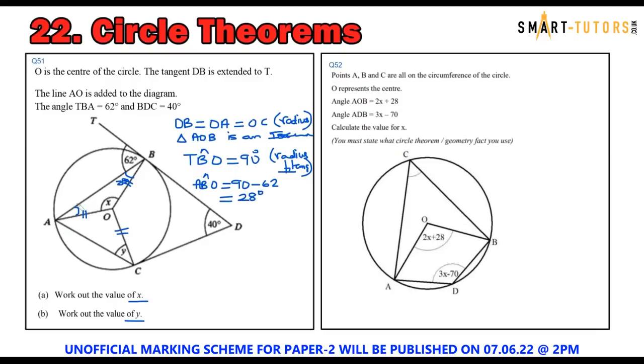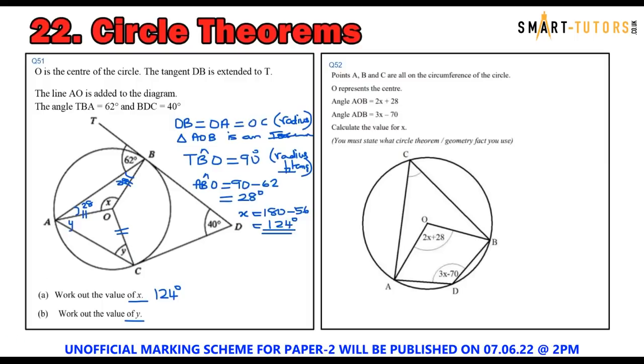So this is 28, this is 28. So you can find out x, equal angles in a triangle: 180 minus 28, 28 is 56. I believe it's going to be 124 degrees is the x, right? So we found the 124 as the x answer. Then the y answer, y is somewhere here.